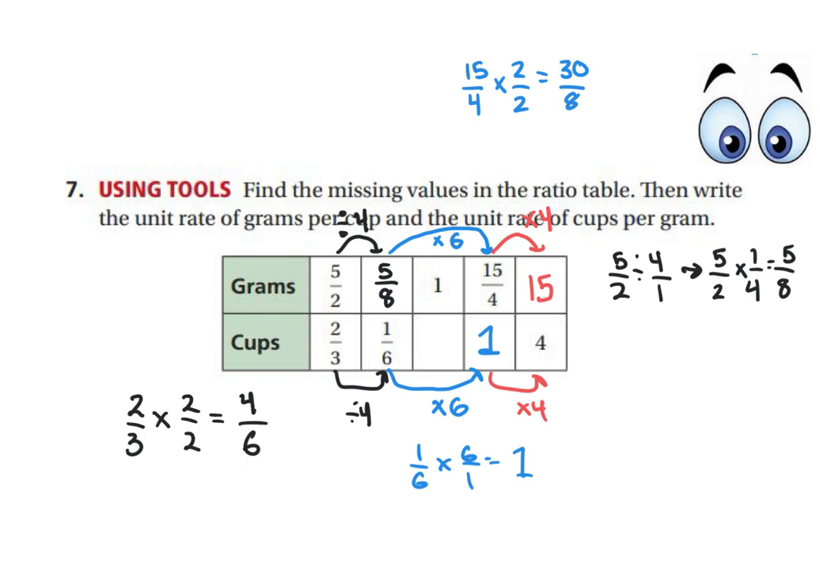I need to get from 15 back to 1. So wouldn't I divide by 15? So here I would also divide by 15. 4 divided by 15 is the same as 4/15.